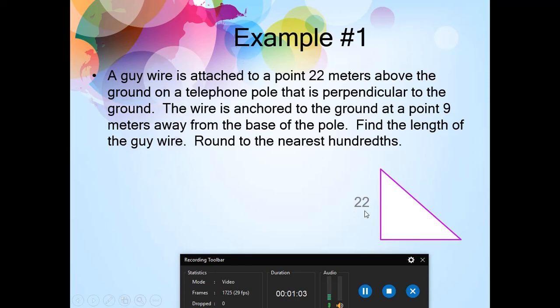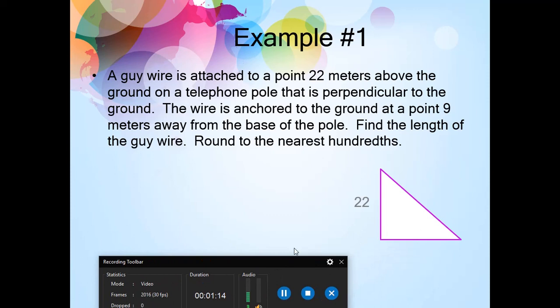So the wire is attached 22 meters above the ground on the telephone pole. So the left side is 22. And it's anchored at a point that's 9 meters from the base of the pole. So our dimension of 9 is here at the bottom. And the guy wire is attached from the top to the stake in the ground. So my hypotenuse is x.